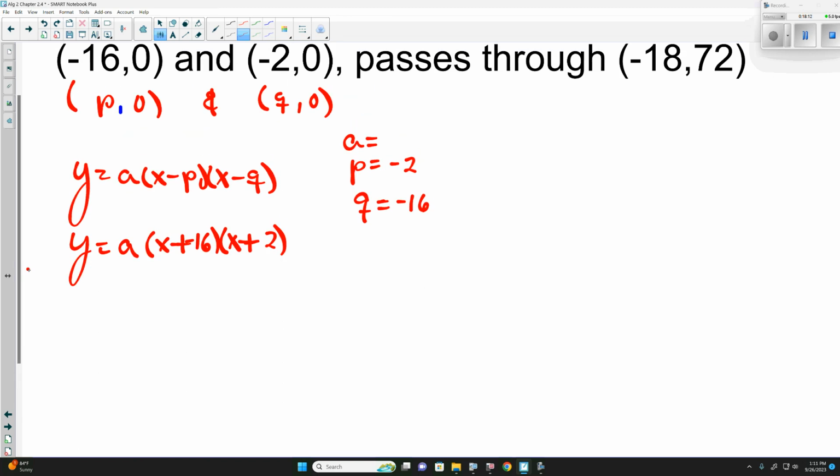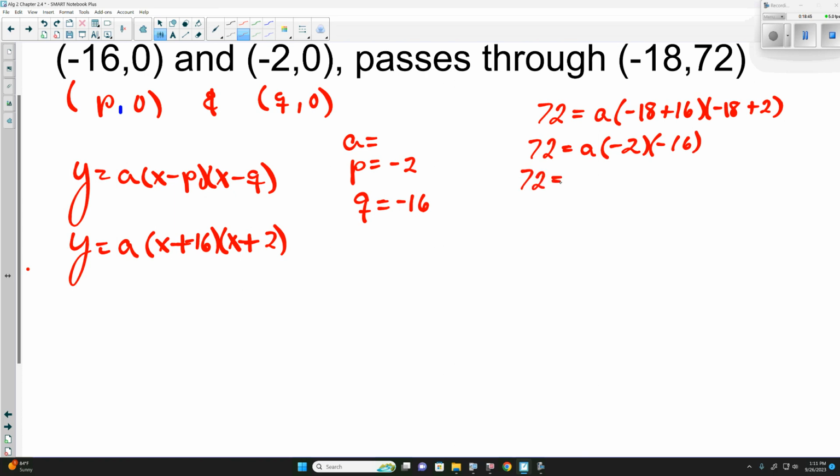But now we need to find the value of a. So we're going to plug in the point negative 18, 72, telling us that 72 is equal to a times negative 18 plus 16 times negative 18 plus 2. Negative 18 plus 16 is negative 2. Negative 18 plus 2 is negative 16. And lastly, if we multiply negative 16 and negative 2 together, they would make a positive 32.